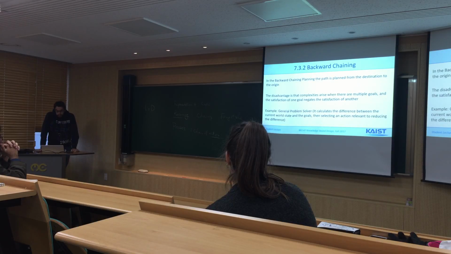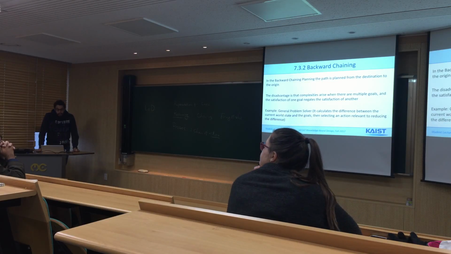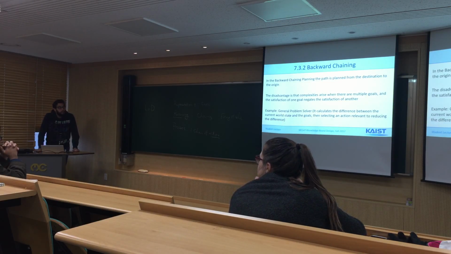Backward chaining is basically the opposite of forward chaining. Instead of starting from the origin to the goal, we start from the goal and we plan backwards all the path we need to do. The problem of this backward chaining is that if we have multiple goals, and one goal negates another one, we can have problems implementing this type of chaining.